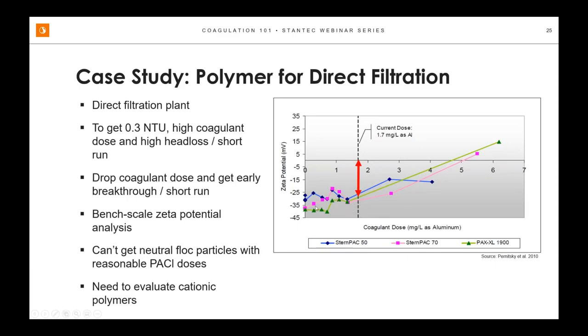We went in and did some jar tests at various coagulant doses and just measured the zeta potential. And we saw, with the coagulants that they're using and some other ones, they've got a pretty big charge demand here. The plant was trying their best to operate at, say, 1.7 milligrams as aluminum, and we're like, no. You can see that we're a long way away from neutralization.